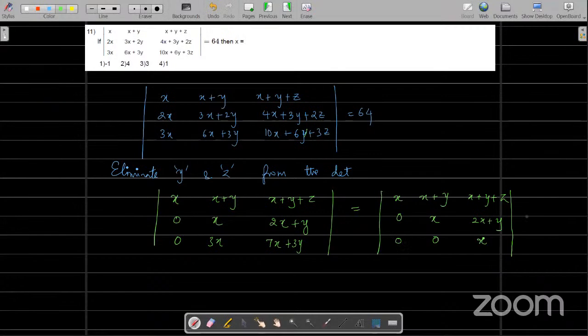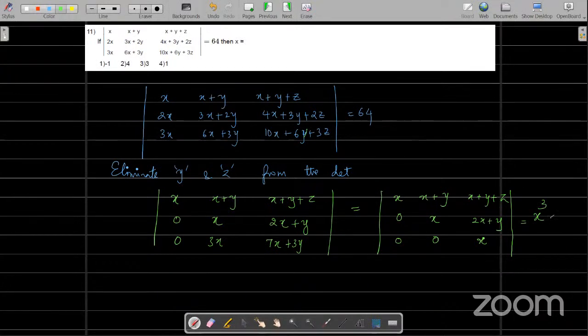So when you expand this, you will notice that you can choose any first row or the last, first column or the last row. And you will get that it's nothing but the product of the 3 diagonal elements, because everything else will get multiplied to 0. So x into x square into 0 times this is x cube. So you got the determinant to be equal to x cube.